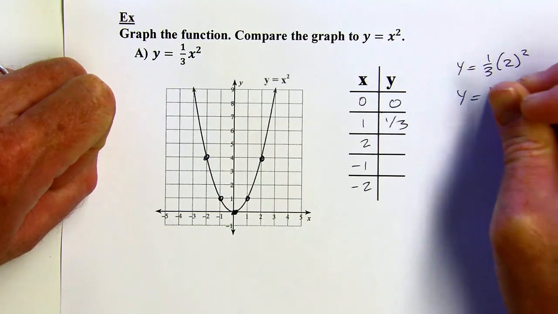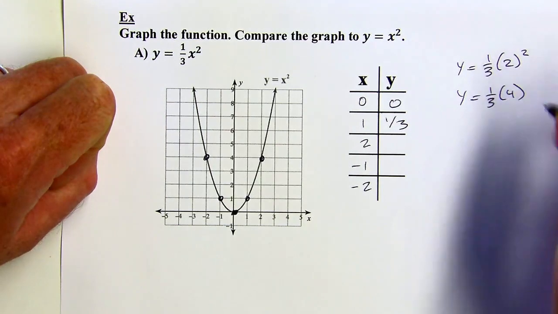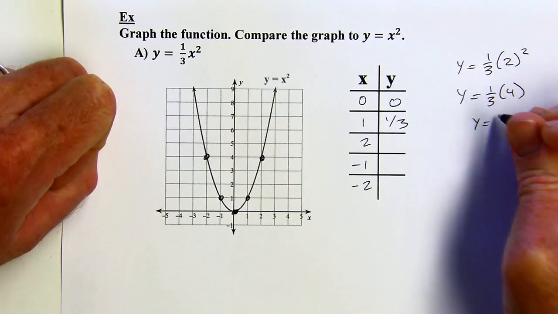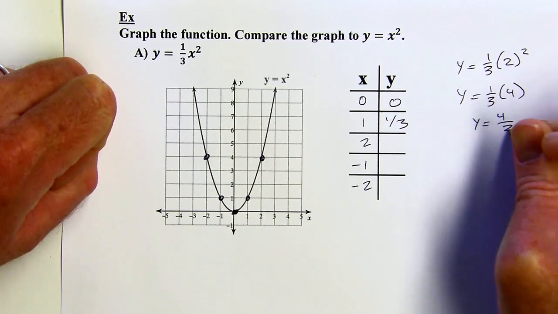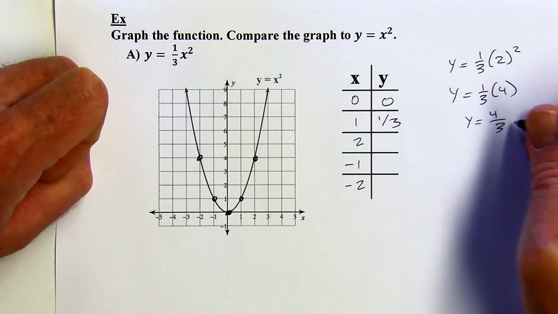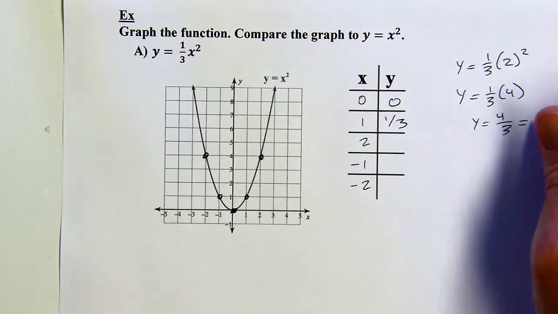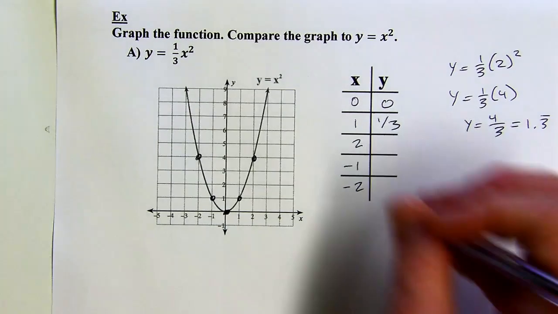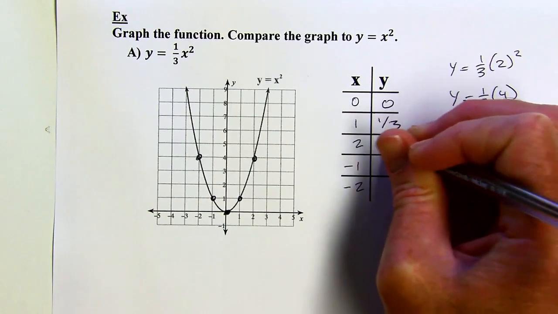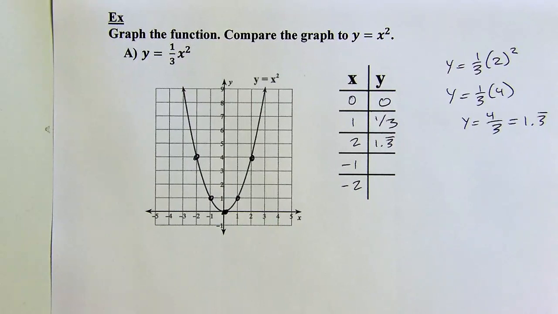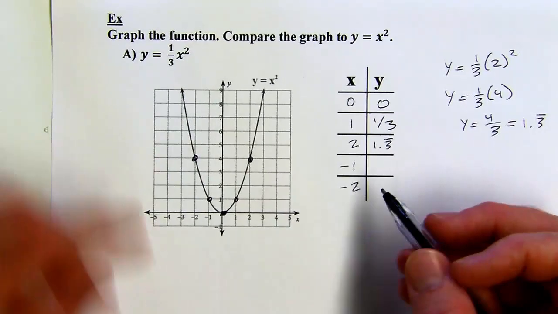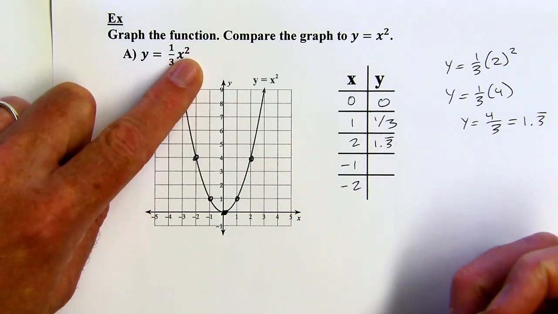So I've got 1/3 times 4. Well, that's going to be 4/3, or you could think of that as 1 1/3 if you wanted to, okay? So maybe I'll put it in as 1.3 repeating like that, okay? So 1.3333, okay? When I plug in a -1, -1 squared is +1.